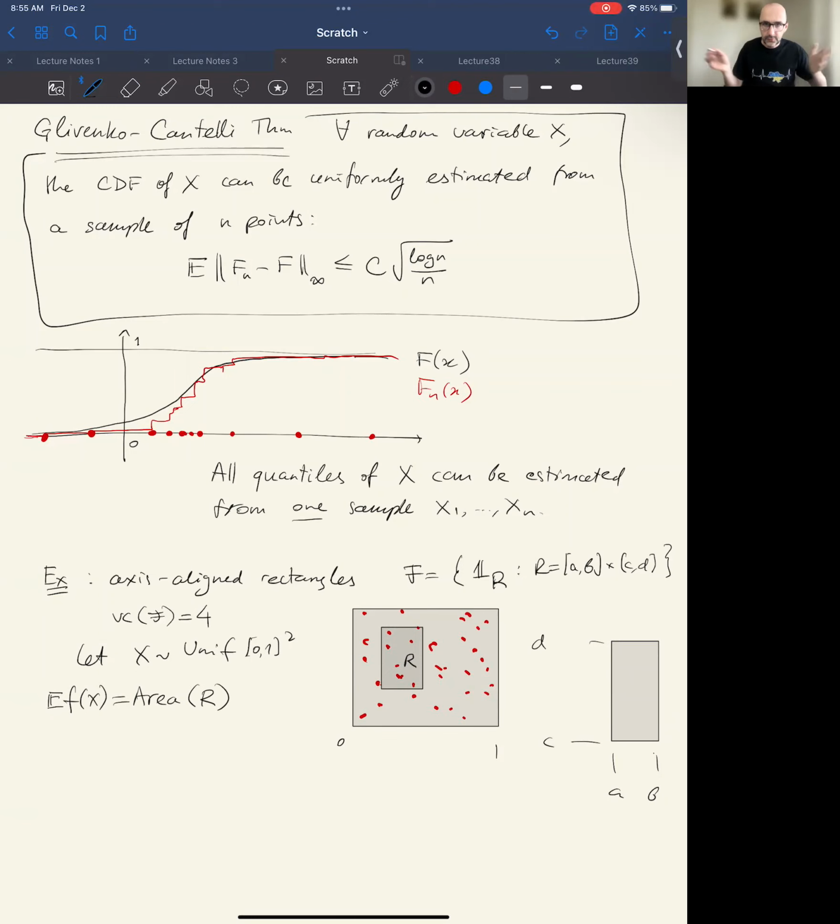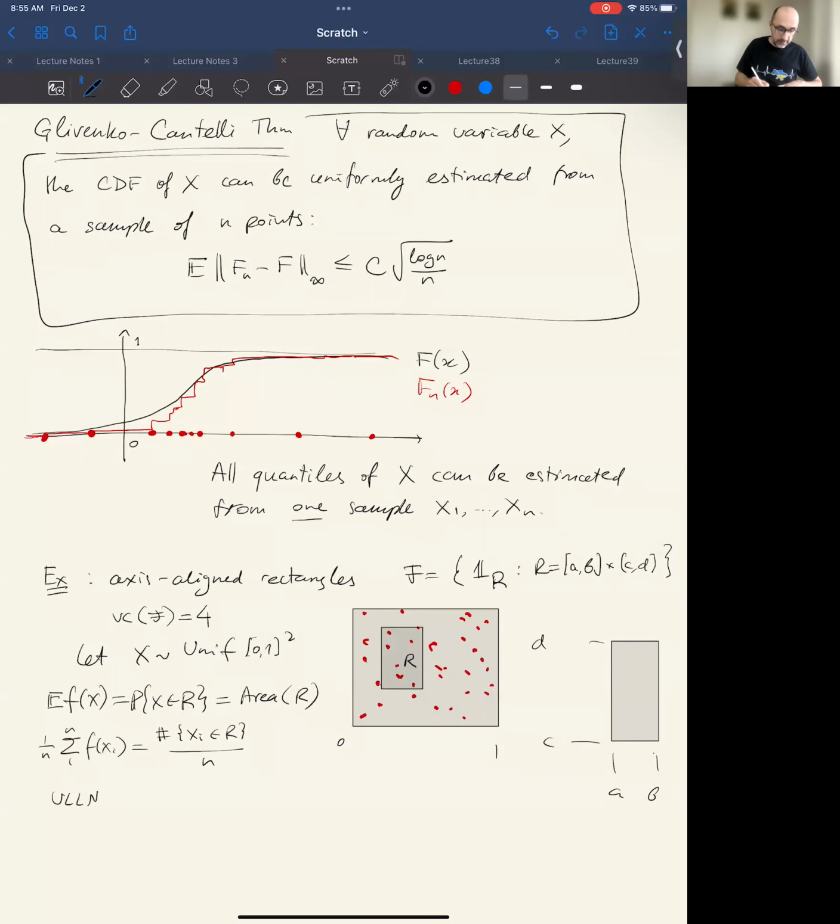Clear, right? Because it's uniformly distributed. Then the expected value of f of x is a probability. Let me write this down. It's the probability that x is in R, and x is uniformly distributed, so this must be just the area of R. And the empirical expectation, or sample mean, is again just how many points are in R over n. So the fraction of the points that fall in the rectangle.